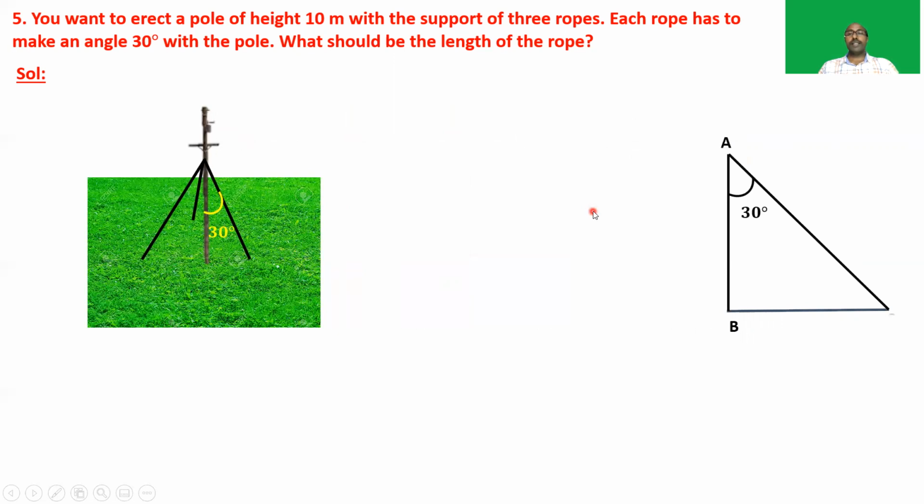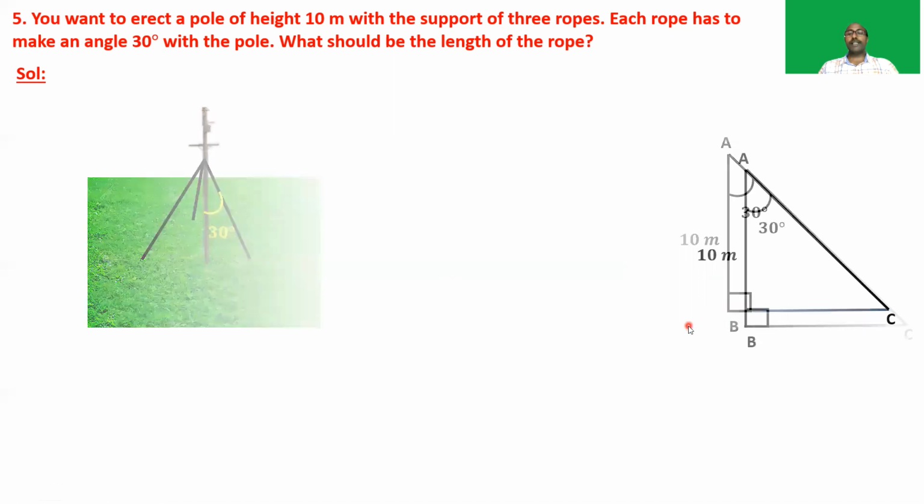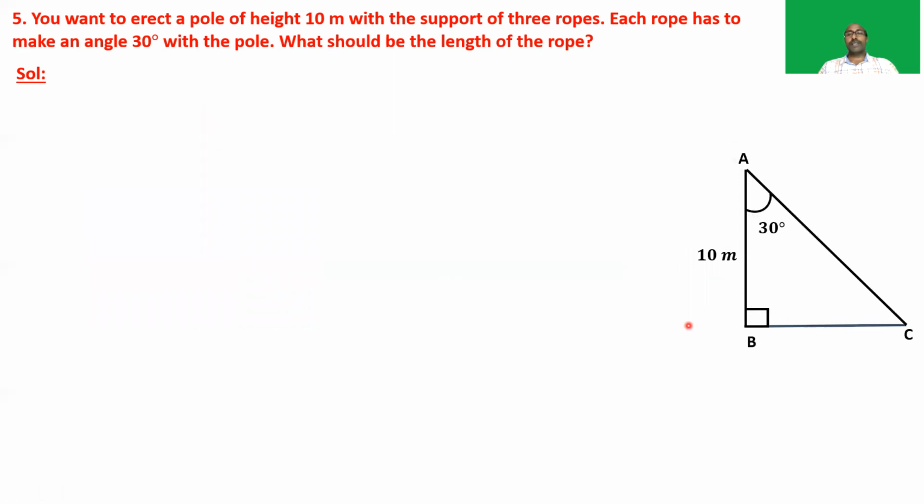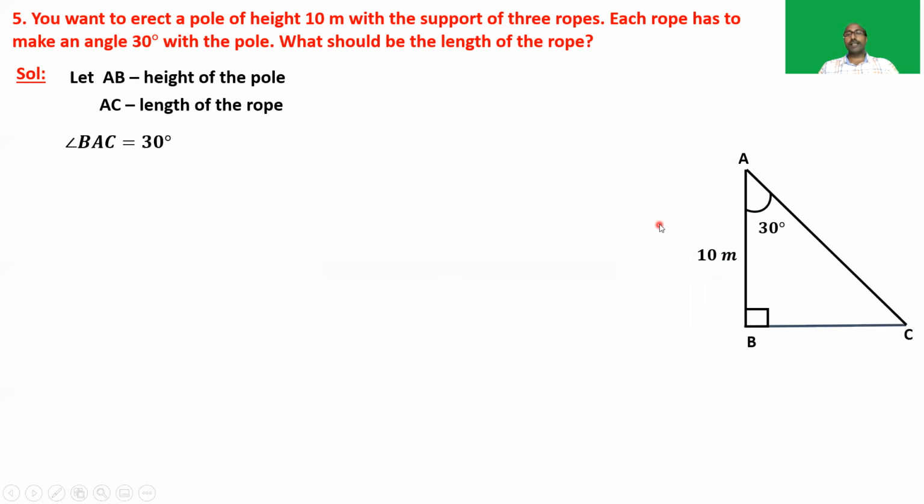ABC is the triangle, and the length of AB is 10 meters, that is the height of the pole, and at B we have 90 degrees. So we can write AB as the height of the pole and AC as the length of the rope, and angle BAC is equal to 30 degrees, AB is equal to 10 meters. In this picture, we have to find the length of AC, the length of the rope.